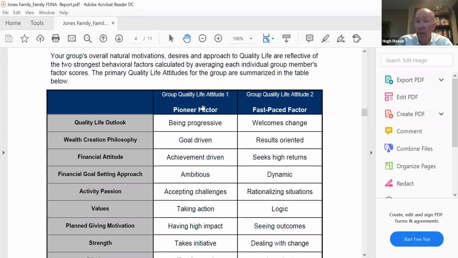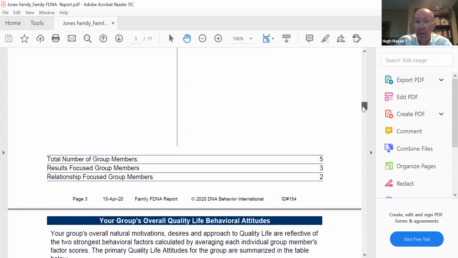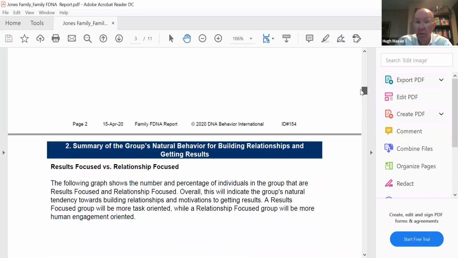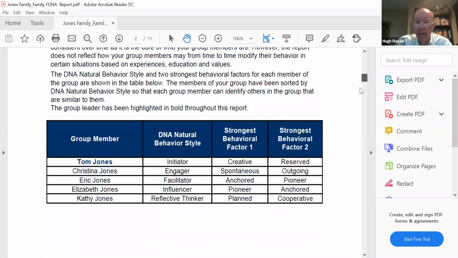And in the way that the picture of the family is told here, although remembering each family member is unique and not all of them are going to be pioneers and fast paced. I would point out that if you go back to the son's profile, Eric, for example, up here, he's more anchored. He is somewhat pioneering, but actually he's not as driven as some of the other family members.